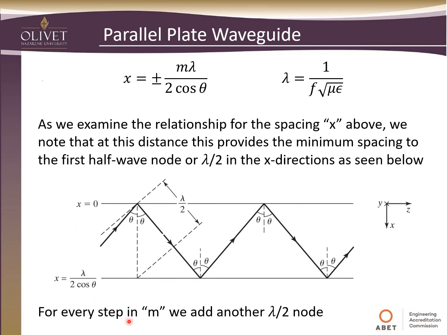Then for every step in m, we add another half wave. So if we were to take this down to 2 lambda over 2 cosine theta, so I'd move this plate down twice as far, then we would see a full sine wave in between there. There'd still be the node in the middle, but the plate would be at the second node.